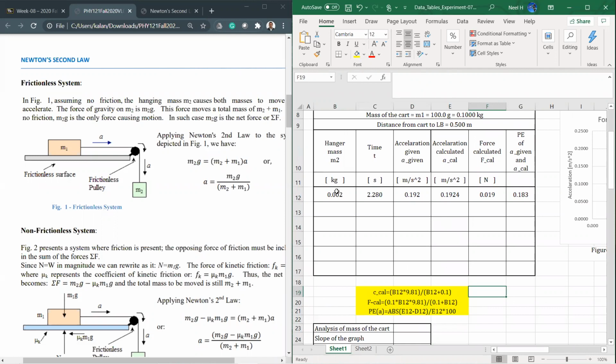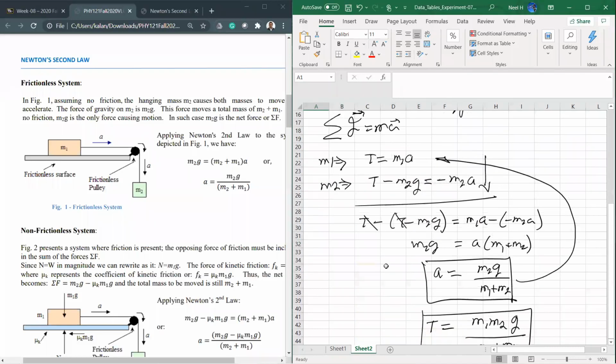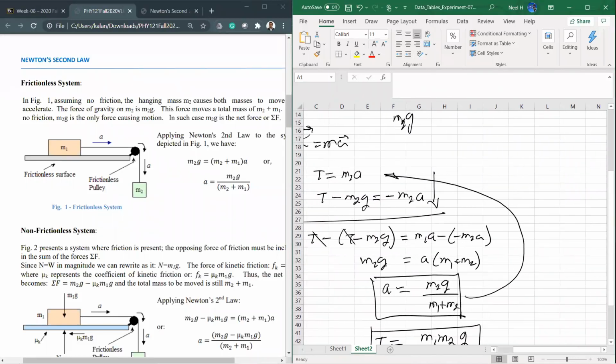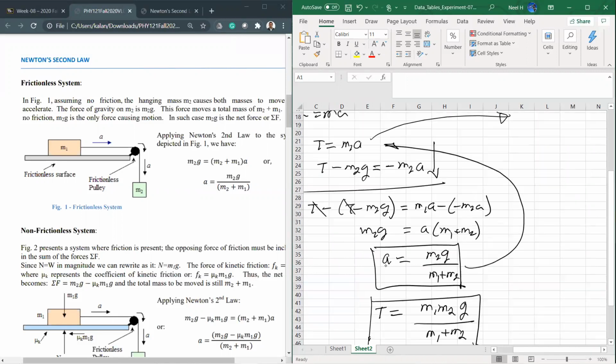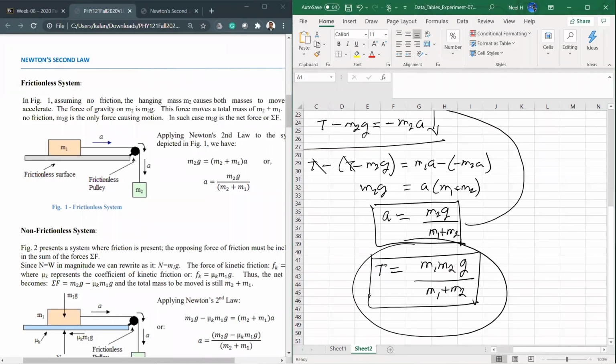Now, what we have is the data with one hanger mass, and I've done the calculation of acceleration, force, and everything. Now what we're trying to do is get a series of data by changing the hanger mass, so I can make a graph of force versus acceleration. If I change the M2 in this equation, T will change, and as a result the acceleration will change, right?